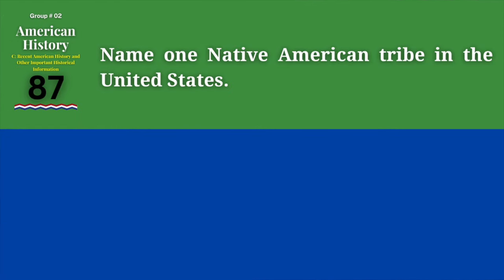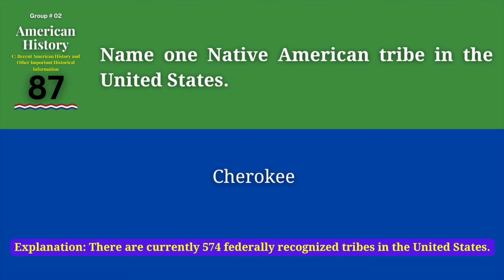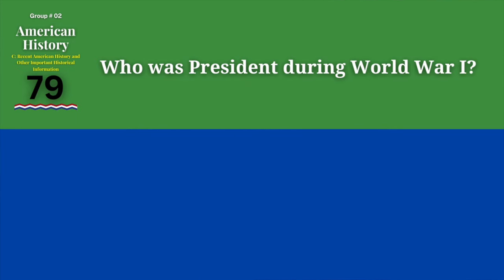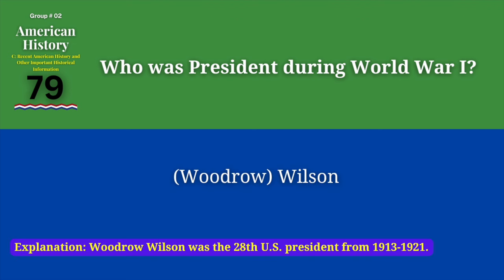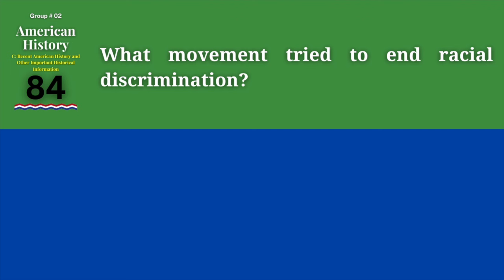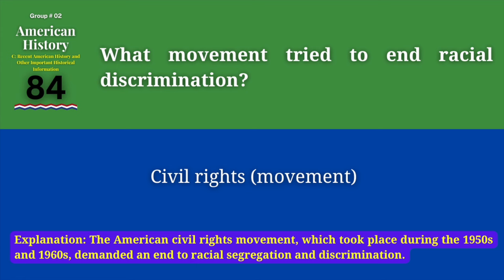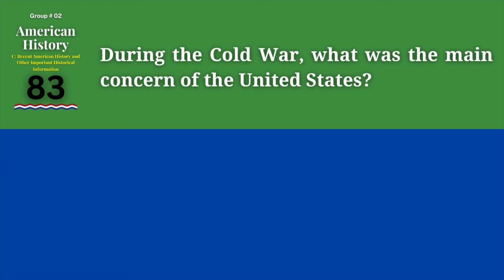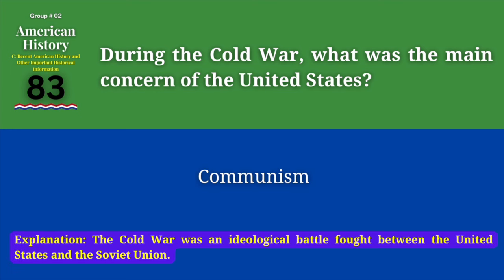Name one Native American tribe in the United States. Cherokee. Who was president during World War I? Woodrow Wilson. What movement tried to end racial discrimination? Civil rights movement. During the Cold War, what was the main concern of the United States? Communism.